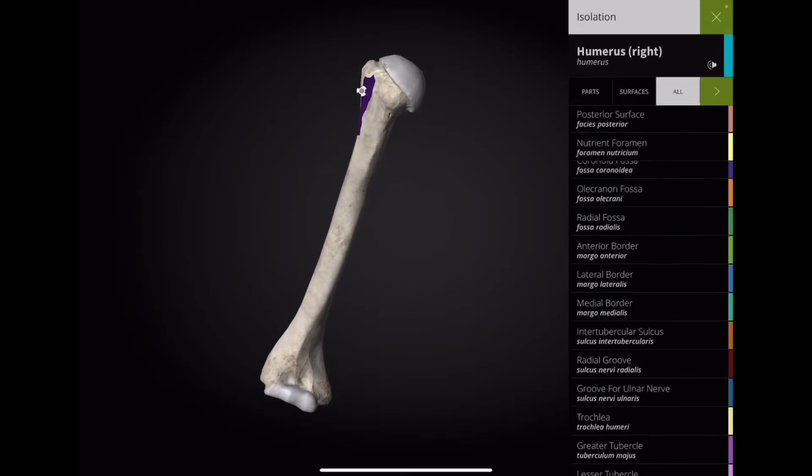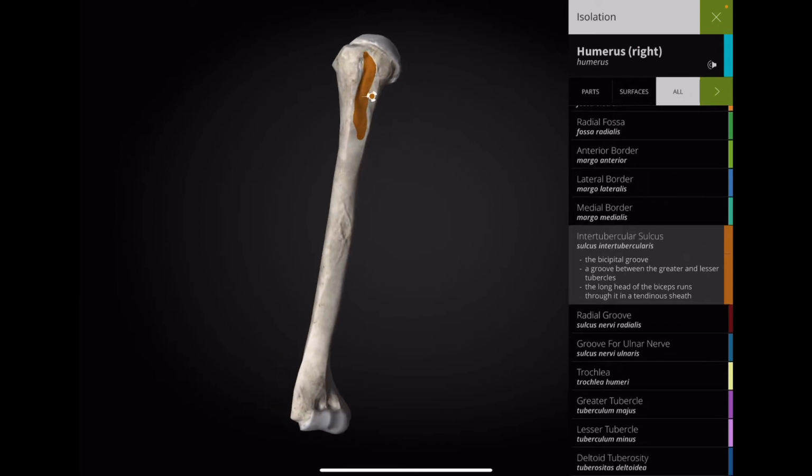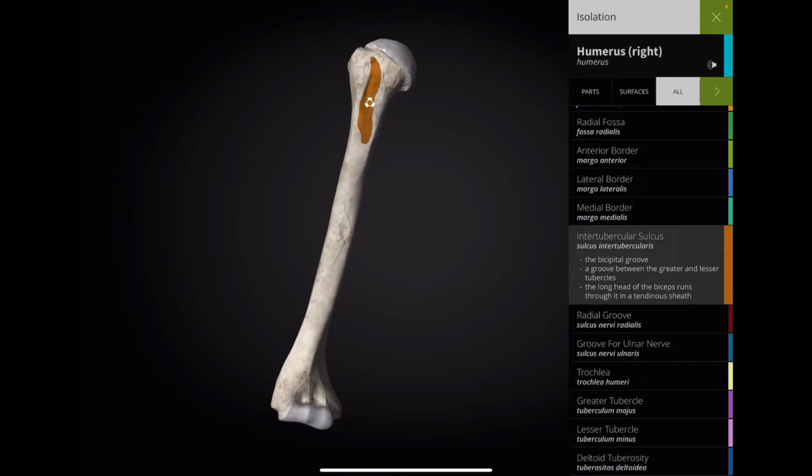Moving forward, what we have in between the greater tubercle and the lesser tubercle is the intertubercular sulcus, which is also known as the bicipital groove. It's basically a groove that allows the passage of the long head of the biceps brachii. The biceps brachii is one of the muscles that you find on the anterior compartment of the arm, and it has two heads, a short head and a long head. The long head passes here, in between the two tubercles, within the intertubercular sulcus.